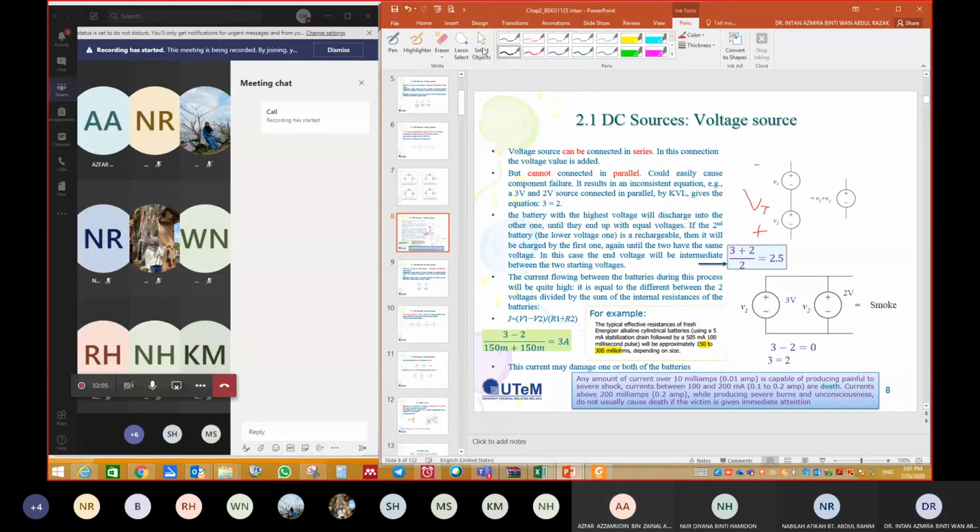Okay. So if we put the positive here and negative here, then VT is equal to positive 3 volts.